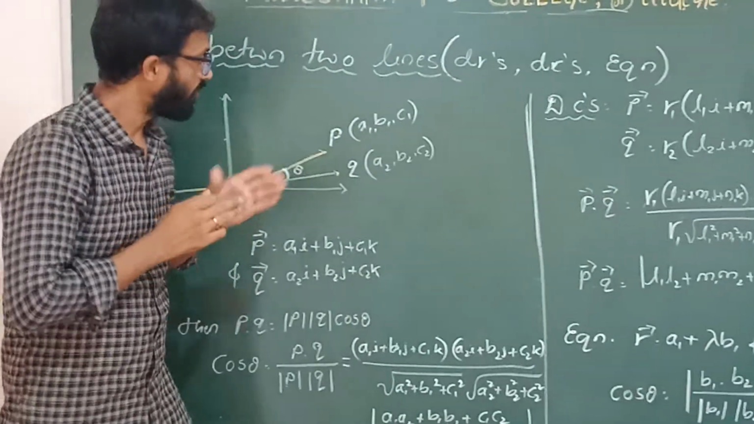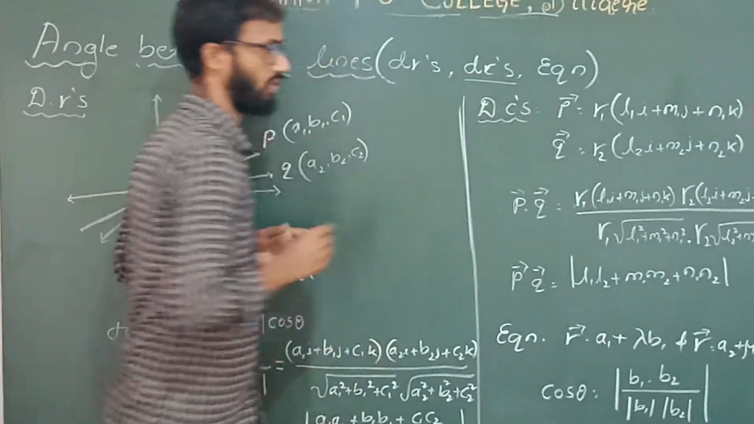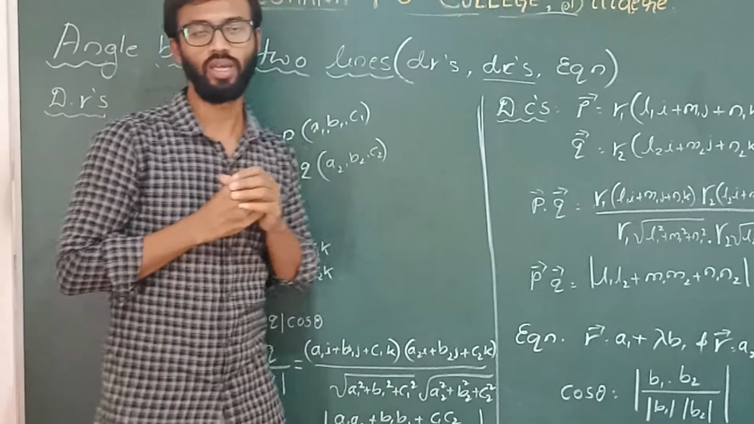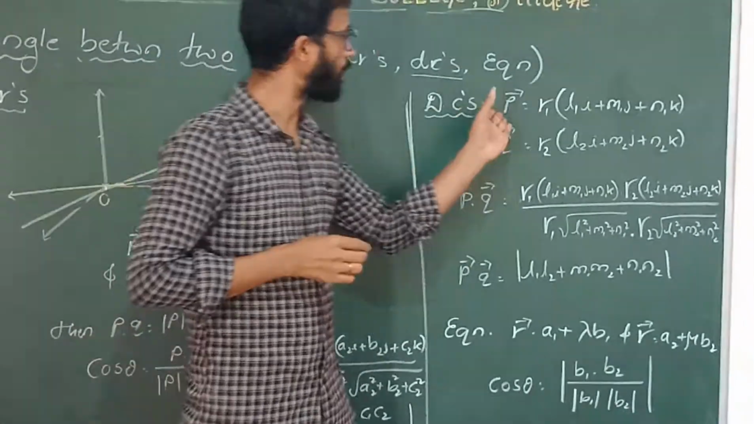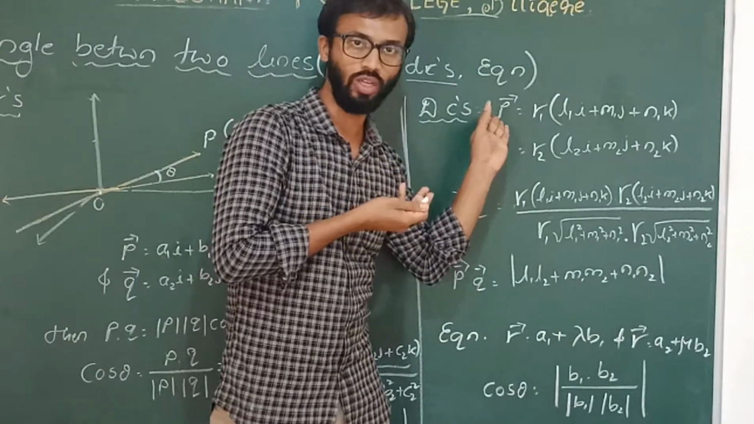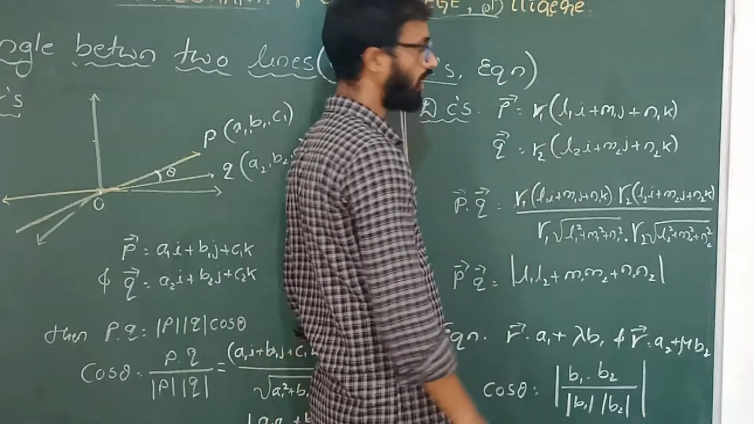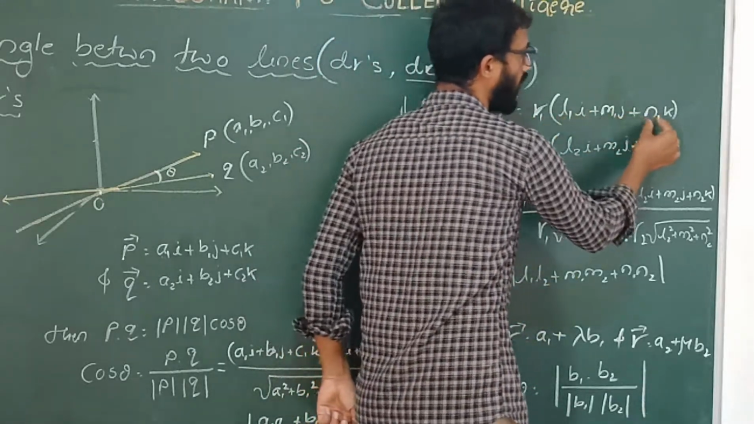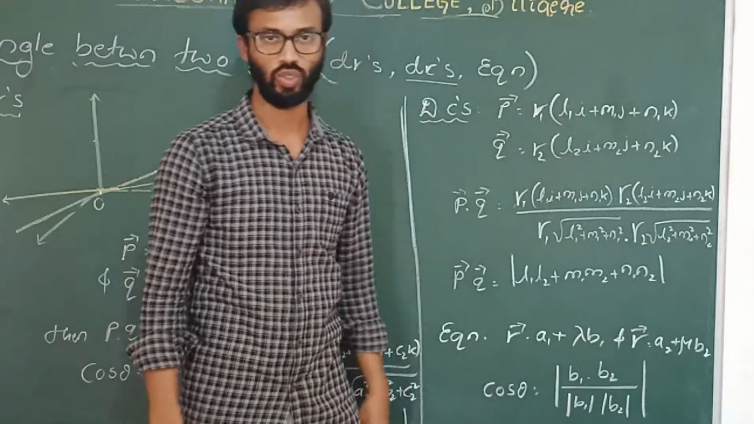So now, suppose instead of direction ratios, they are given the direction cosines, then what will be the angle between the two lines? Let us move. We know that the given vector can be written, when they are given the direction cosines, in this form. Let me take the magnitude of the first vector as R1. So R1 into L1 i plus M1 j plus N1 k. Correct? It's the vector P in terms of direction cosines.